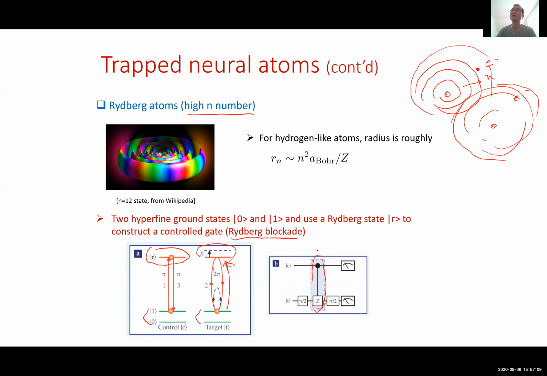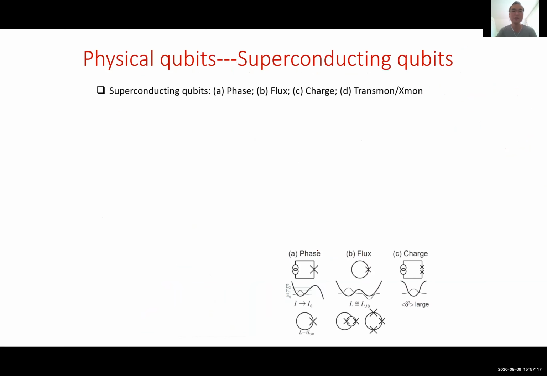Any questions on the atoms, neutral, ions? I don't think I will be able to cover everything today. We're approaching 4 p.m. What I'm going to do next is talk about superconducting qubits, and maybe topological ones as well. So maybe let me pause here to see if there are any questions.